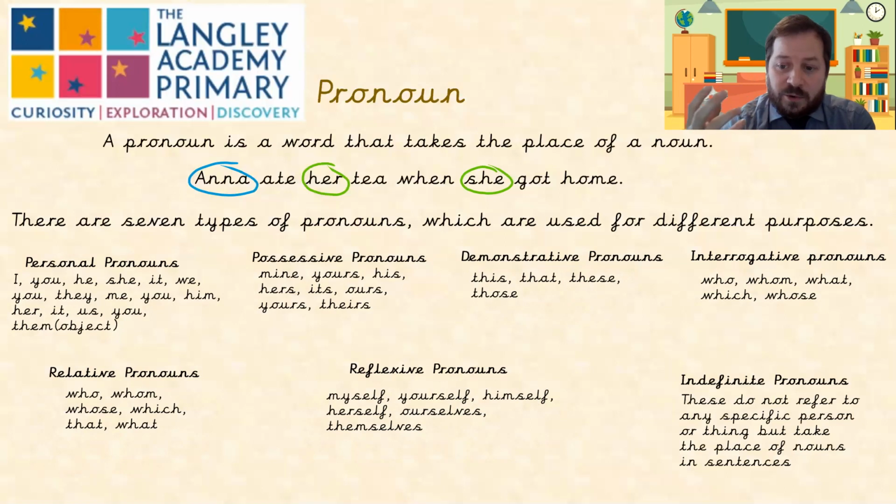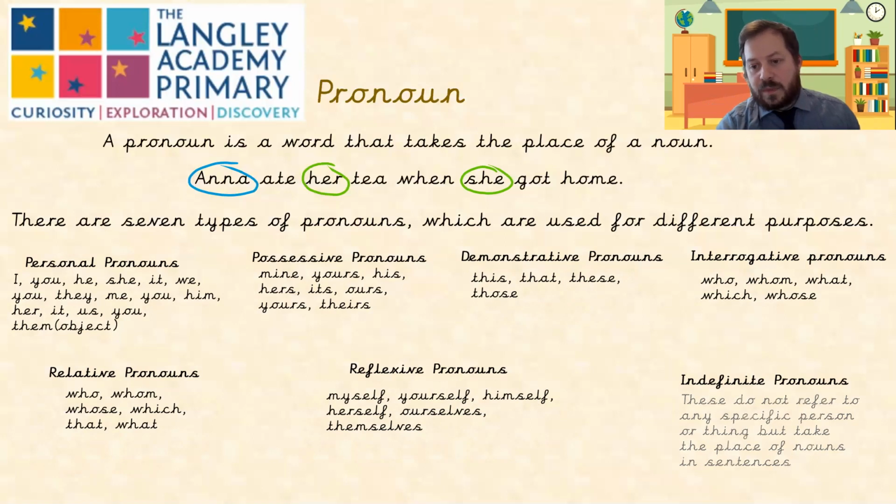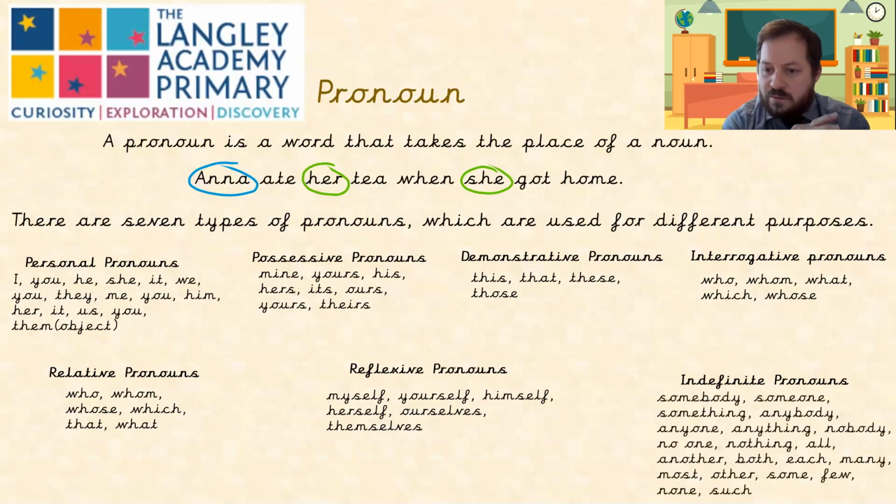And then you have an indefinite pronoun. These do not refer to any specific person, but take the place of nouns in sentences. So it can be more than one person or place. So these are somebody, someone, something, anyone, anything, nothing, another, some, few, and they relate quite closely to some of our determiners as well, when we talk about quantitative ones, because some of these link straight into those.